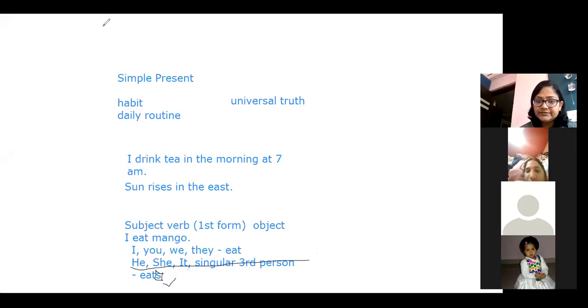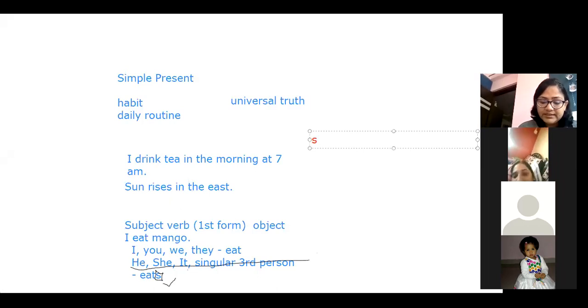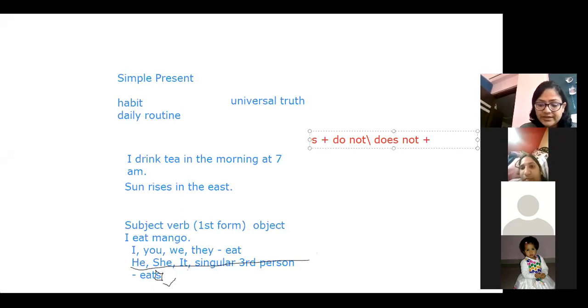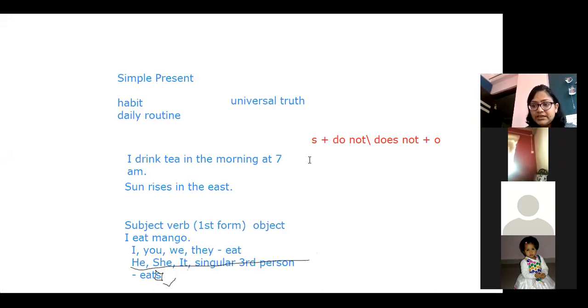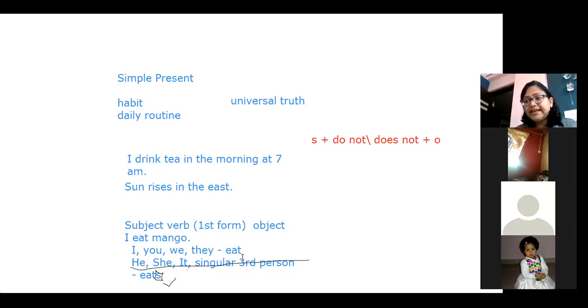Now, how to make the negative sentence? For a negative sentence, you will have subject, then you will have do not, but for he, she, third person, you will have does not. And then you have object. So the sentence will be I do not, we do not, you do not, they do not, he does not, she does not, it does not, any third person does not.